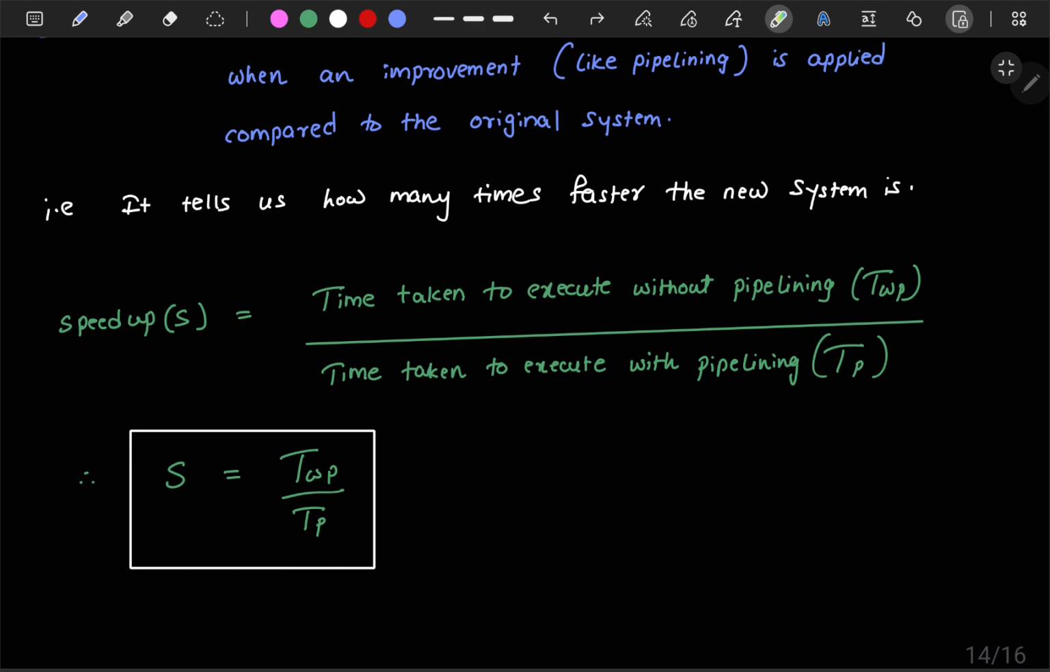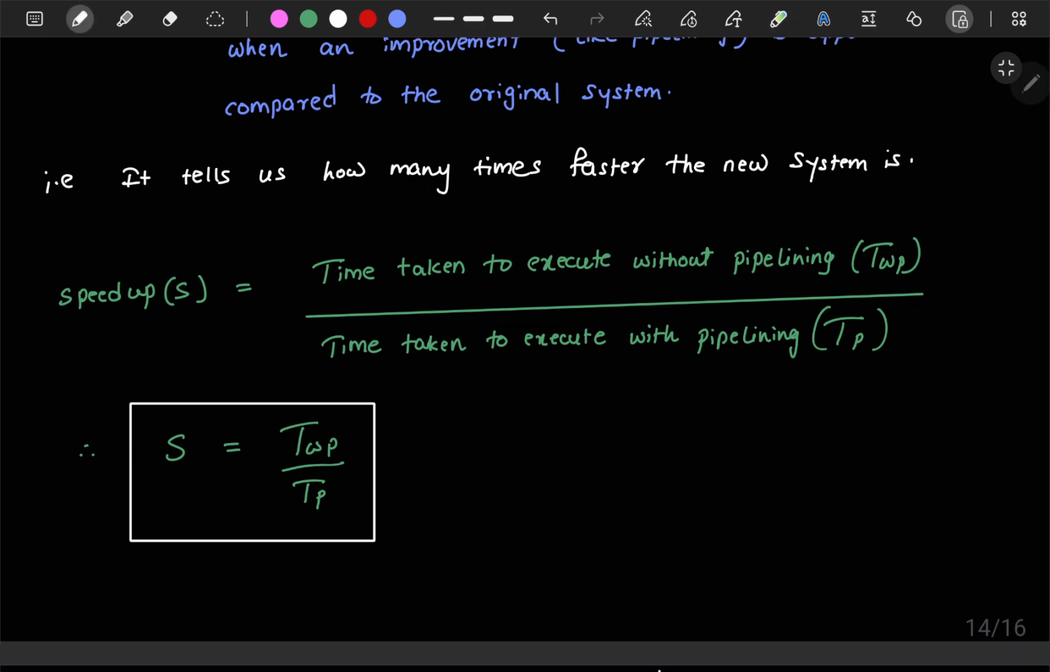Now we will see the formula also. This is the generic formula for speed up. It is the time taken, or clock cycles required, to execute without pipelining, divided by the clock cycles required or time taken to execute with pipelining. This is denoted by TWP and this is denoted by TP. When you divide them, we will get the speed up automatically. So this is the generic formula to calculate speed up.